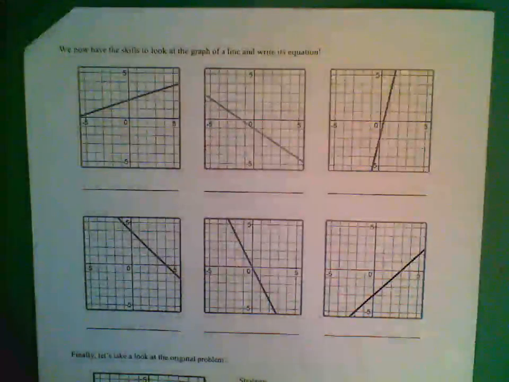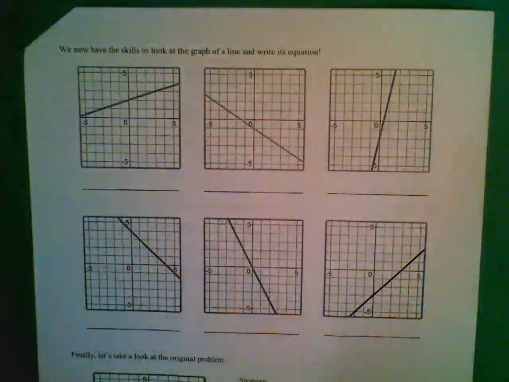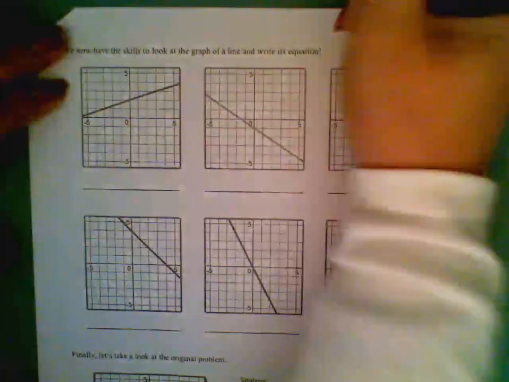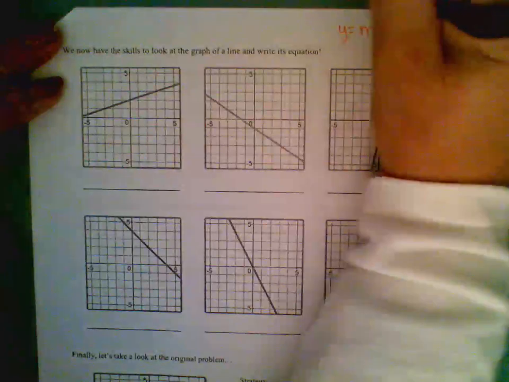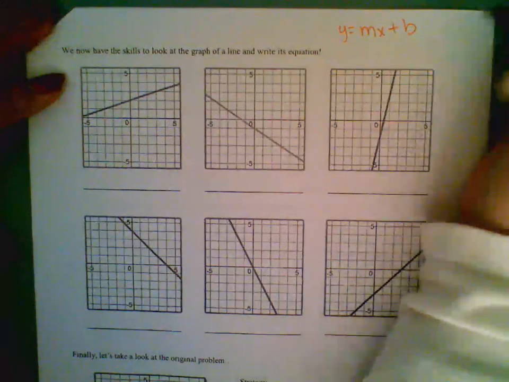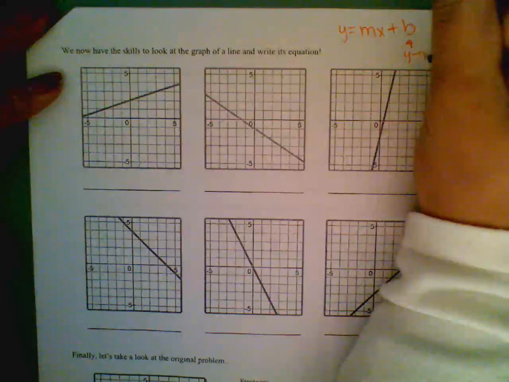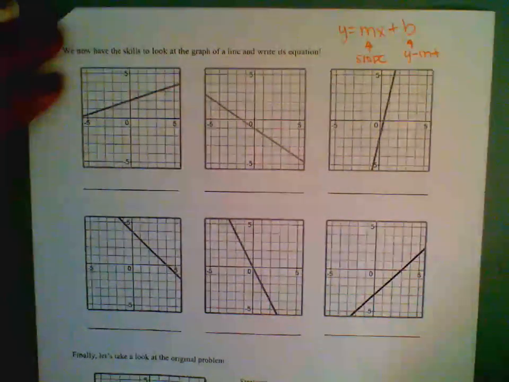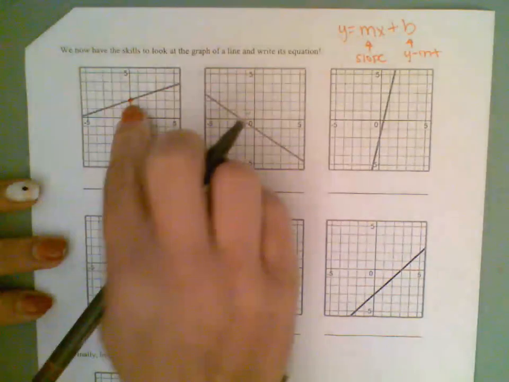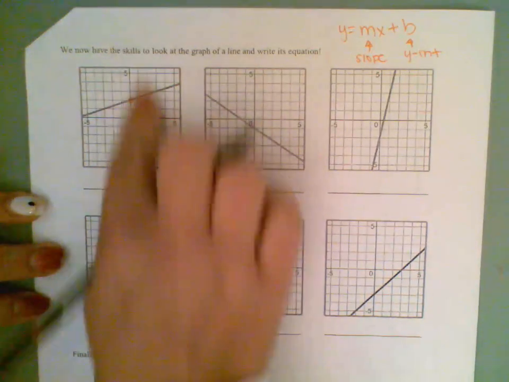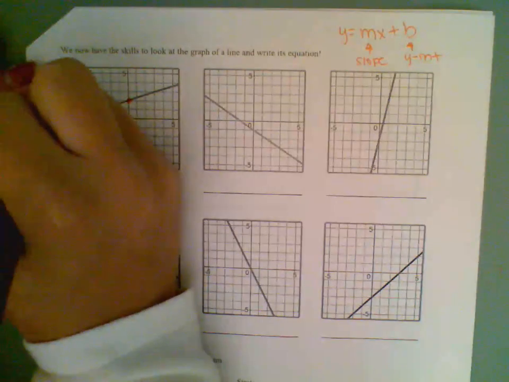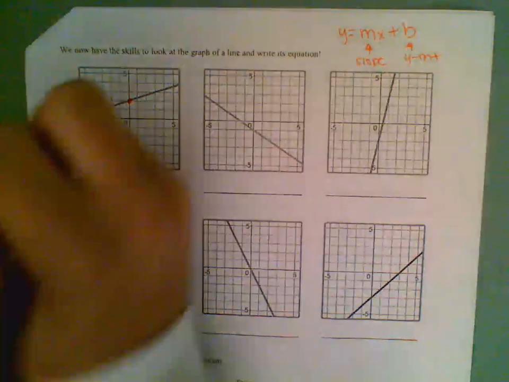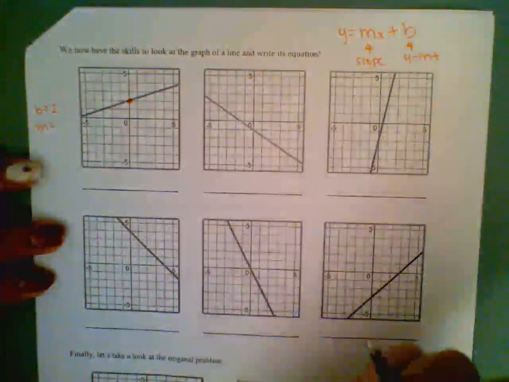It says, now we have skills to look at a graph of a line and write the equation. So every time it's y equals mx plus b. So you need the y-intercept and you need the slope. So first, the y-intercept for this first problem is right here. It's wherever it crosses the y-axis. So our y-intercept, our b, is going to be a +2, and our m is the slope.